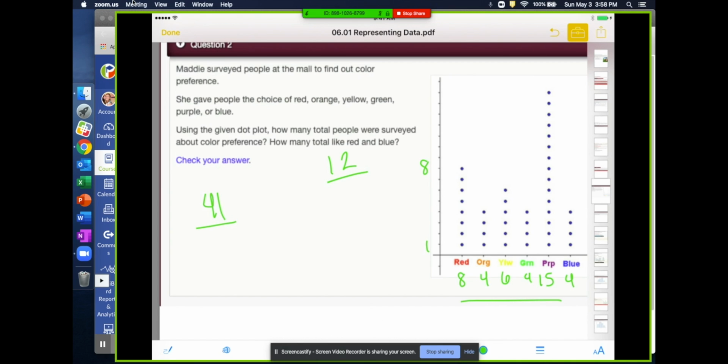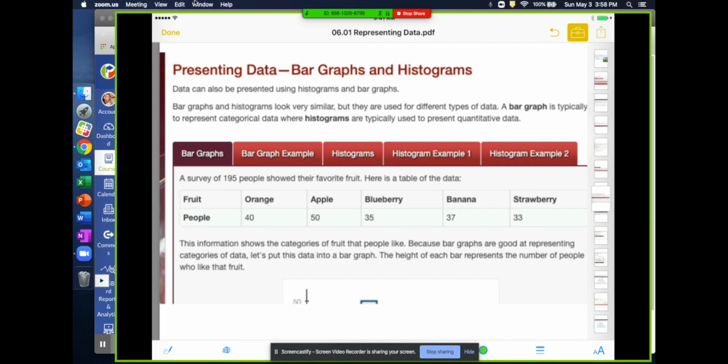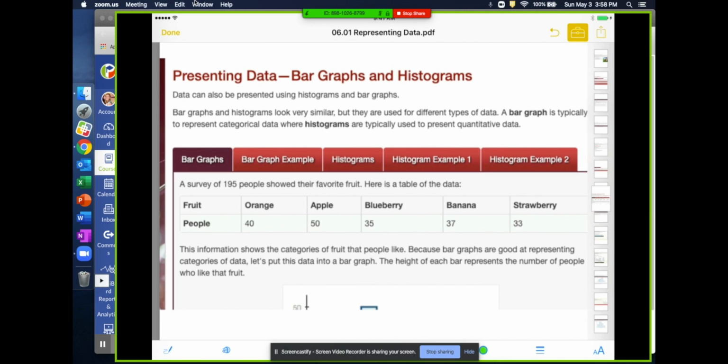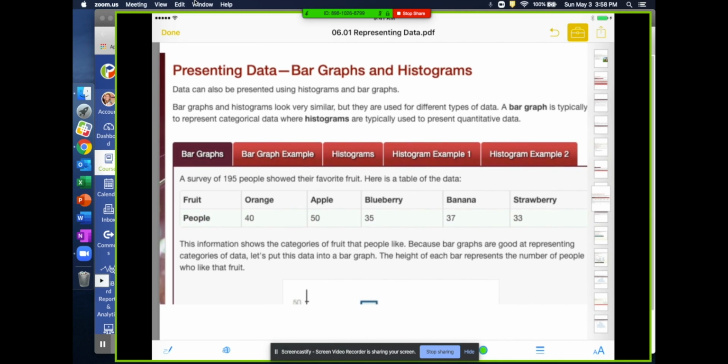Now, not only can we use dot plots to represent our data, but we can also use bar graphs and histograms. So bar graphs and histograms look very similar, but they're used for different types of data. A bar graph is typically to represent categorical data, where histograms are used to represent quantitative data. So we have to be able to recognize which is which based on the type of data that we have.